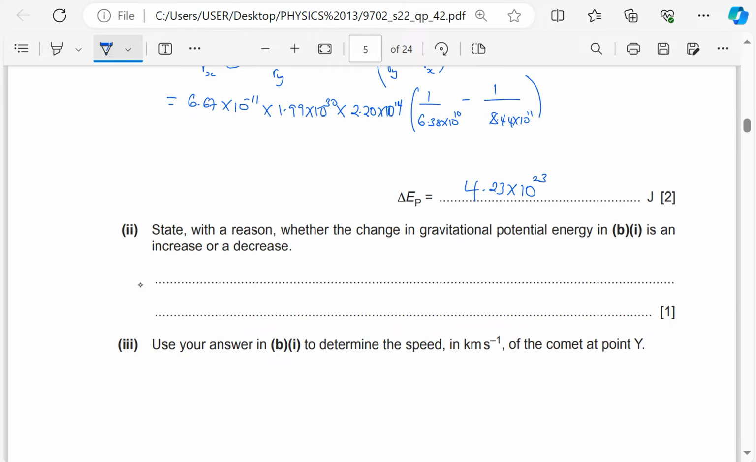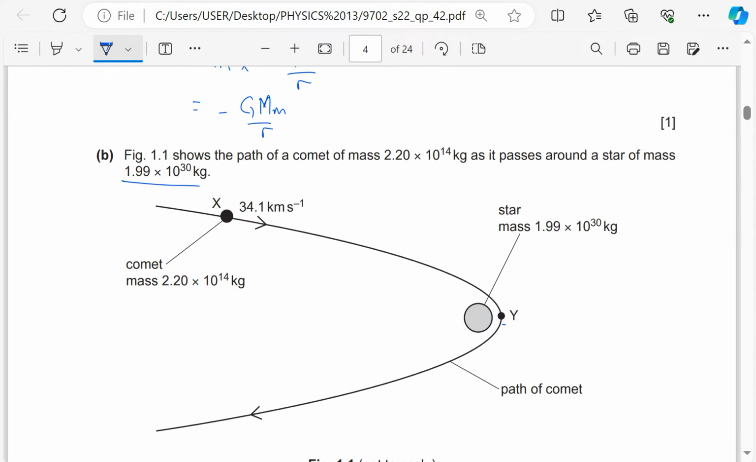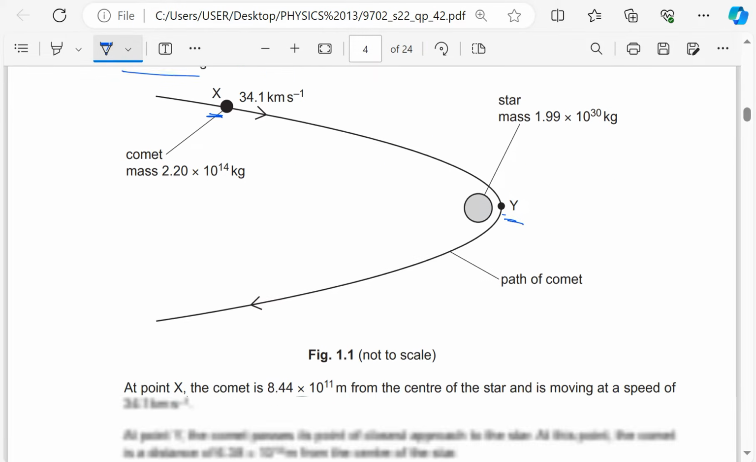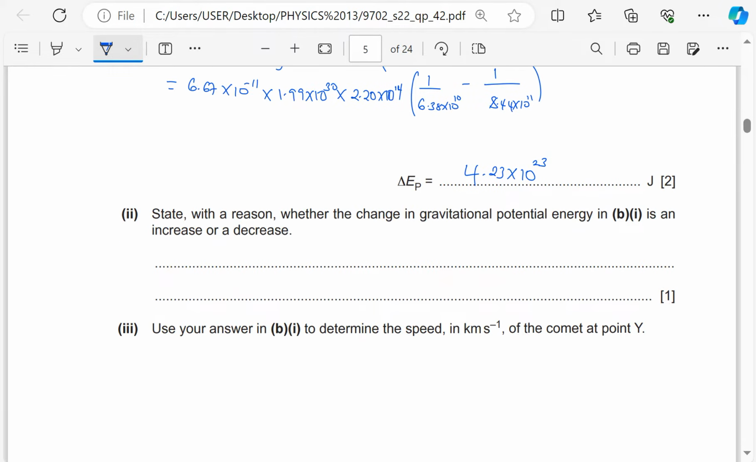State with the reason whether the change in gravitational potential energy in B is an increase or decrease. Remember, the force is attractive. So moving from X to Y, Y is closer to the star, so it is going to be a decrease because the gravitational force is attractive. When I go closer to a mass, it is going to be a decrease. So I'll say gravitational force is attractive. So moving closer to the mass, moving closer to the star means a decrease in gravitational potential energy since it is maximum at infinity.